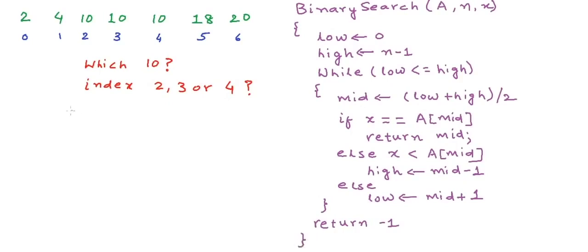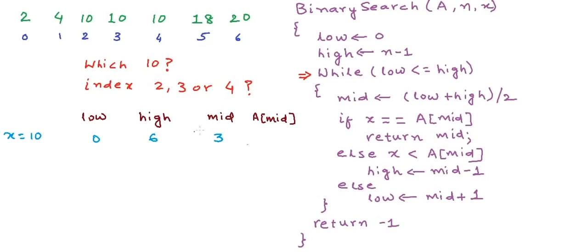Okay, let us see a simulation of this algorithm for this particular example. I will draw 3 columns here, low, high and mid, and let's say the number to be searched for is 10, so x is 10. Sorry, size of the array is 7, so initially low is 0, high is 6. Now we have started to execute this while loop. We calculate mid as low plus high upon 2, so mid would be 3.